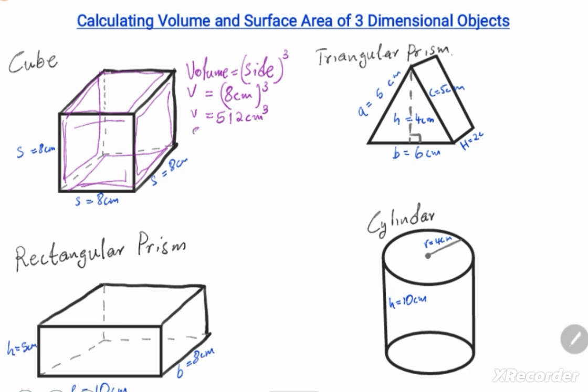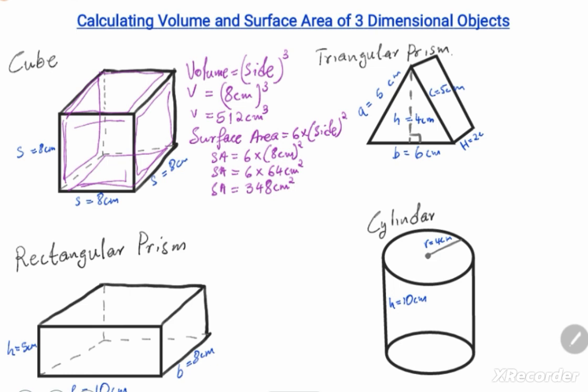All right. For surface area, because there are 6 sides that are equal, we'll simply say 6 times a side squared. So in other words, it will be the areas of 6 sides of a cube. So in this case, we'll simply say SA is equals to 6 times the length of a side, which is 8 centimeters squared. And this will be 6 times 64 centimeters squared. And 6 times 64, this will give us 348 centimeters squared. So that's what the surface area of a cube will be, which means the material that was used to create this cube is 348 centimeters squared.